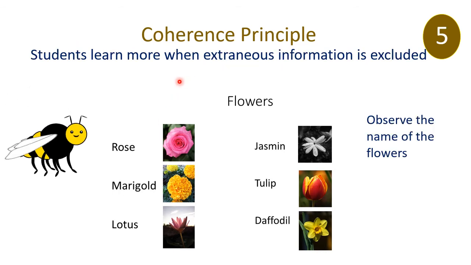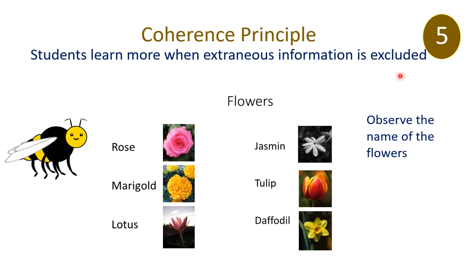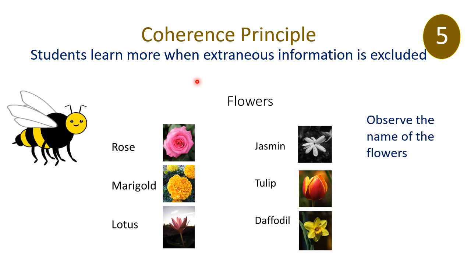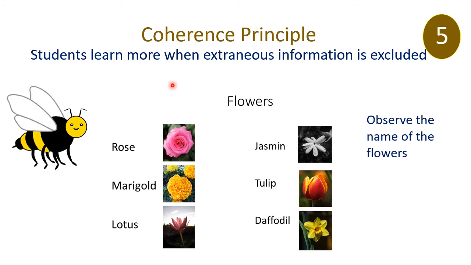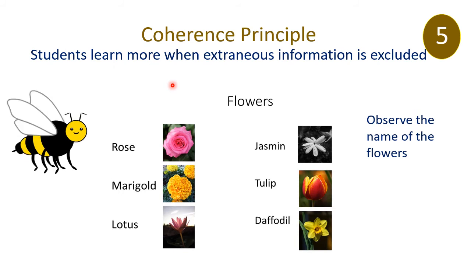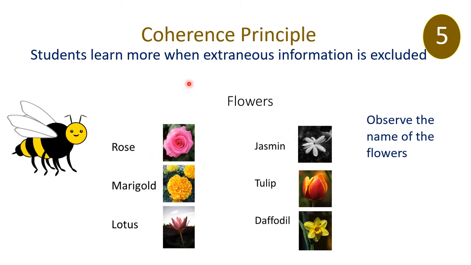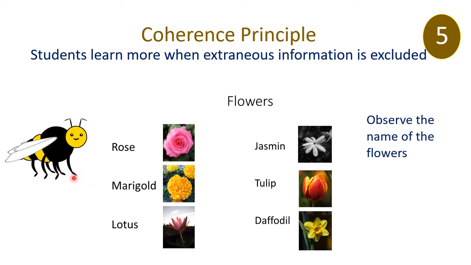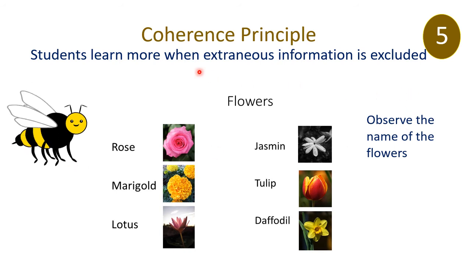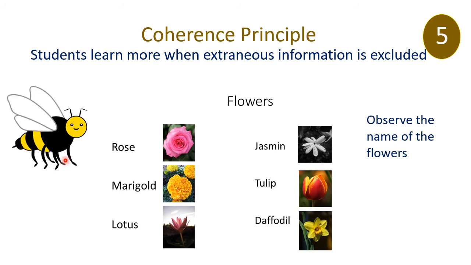Next is called coherence principle. Students learn more when extraneous information is excluded. What is extraneous information? The information which is not connected to the concept or theme. What are the extraneous information available in this slide? The visual, the bee available is an extraneous one because it is about flowers, only flowers. There is no need of mentioning about bees.